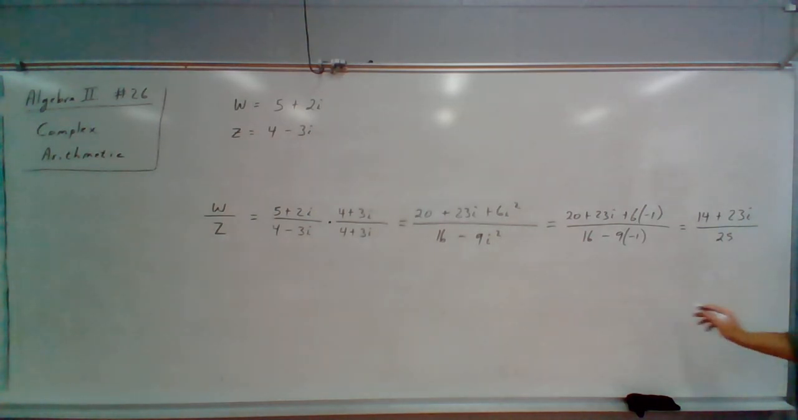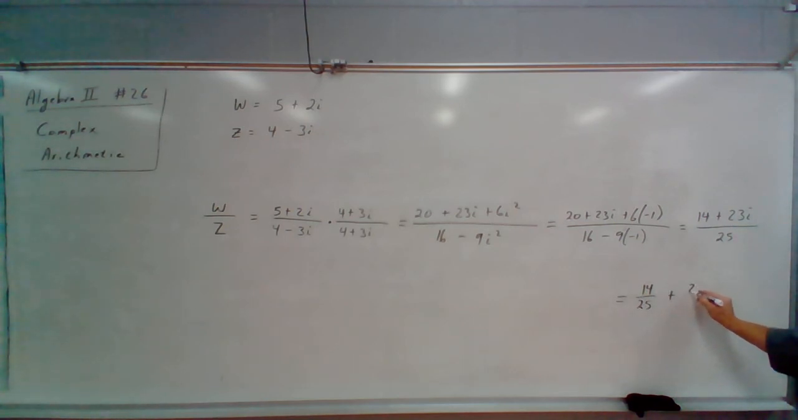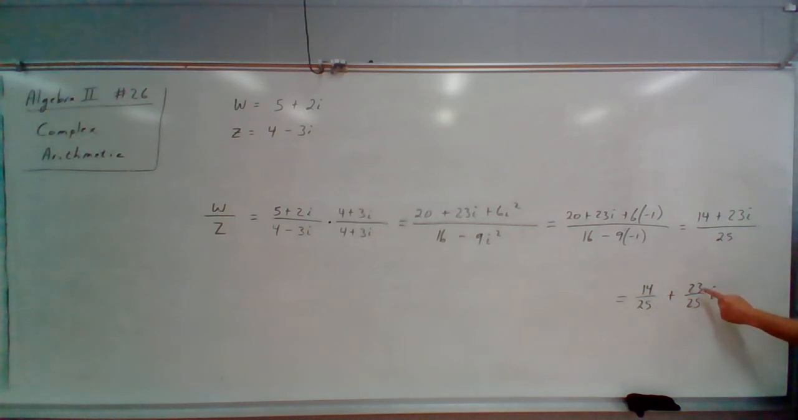All right, one last step to do just to make this answer look good. I want it to be written in the form a plus bi. So this 25 will go with both terms. So my final answer will be 14 over 25 plus 23 over 25i. So my real part is 14 over 25. My imaginary part is 23 over 25.